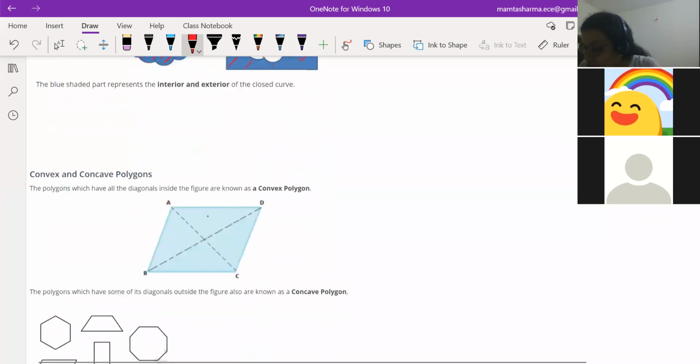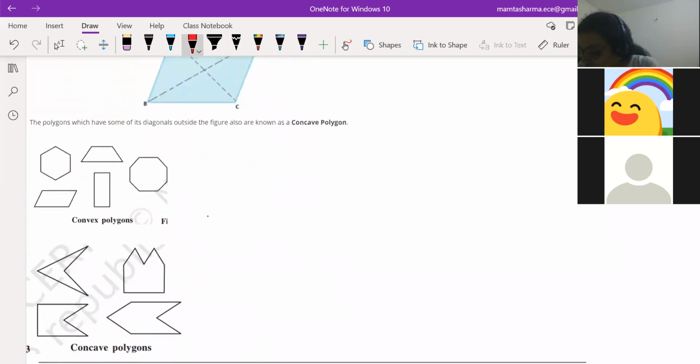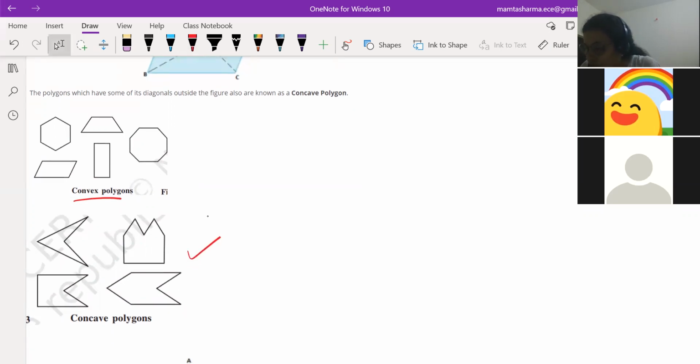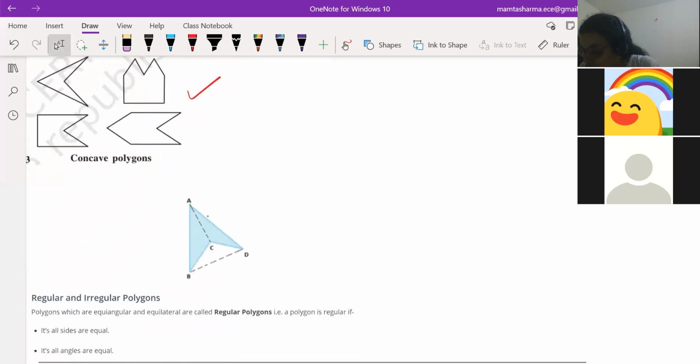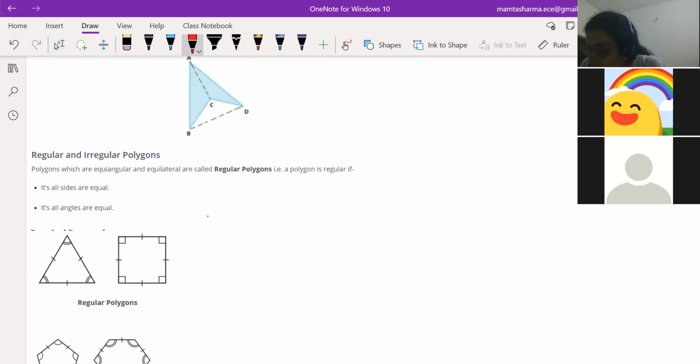Now we will see convex and concave polygons. It is already done. These are a few shapes of convex polygons, and these are a few shapes of concave polygons. So remember it. What is the difference between concave and convex? Now tell me what is a regular and irregular polygon.